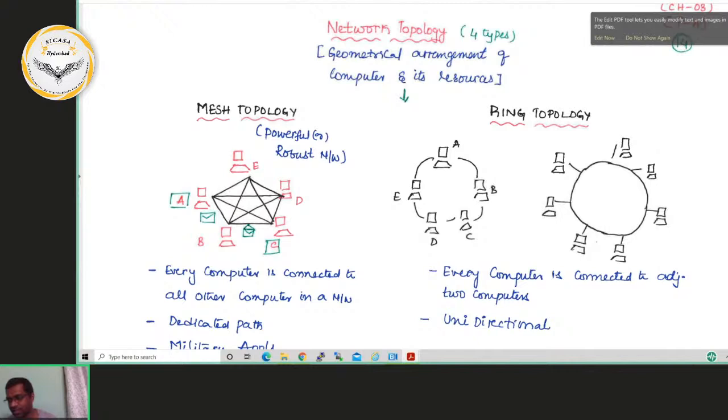How many types of topologies do we have? We have 4 types of topologies. First one is called a mesh topology. Second is called ring topology. Third one is called bus topology, and the last one is called a star topology. So we have 4 types of topologies: first mesh, second ring, third bus, and last star topology. So what do you mean by mesh topology?